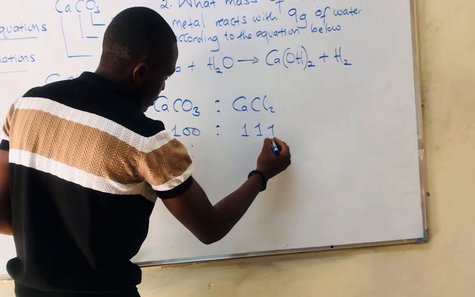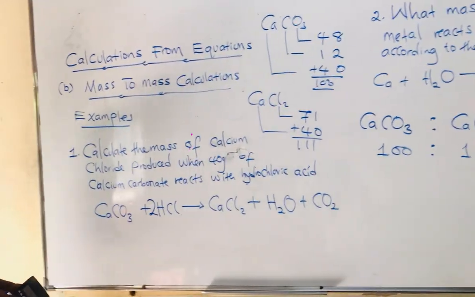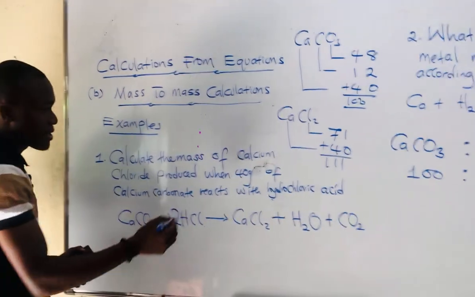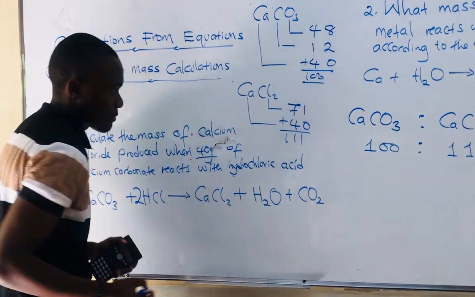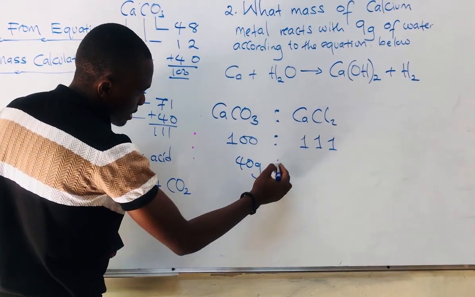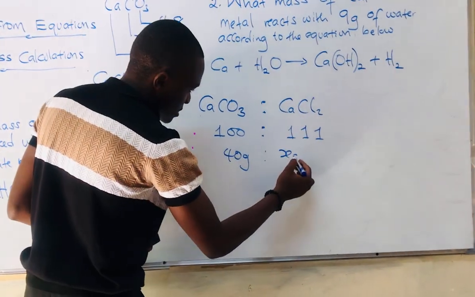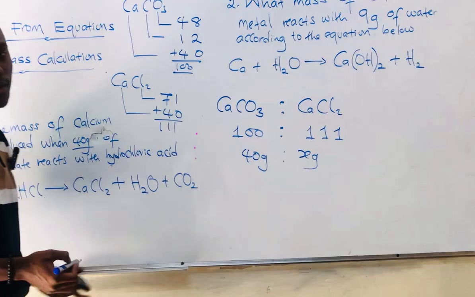So 111. Now we've been given the mass of calcium carbonate. So what is the mass of calcium carbonate given? It is 40. So under here, we're going to put 40 grams. And then they want us to find the mass of what? Calcium chloride. So we say X grams. That is the mass that they are looking for.